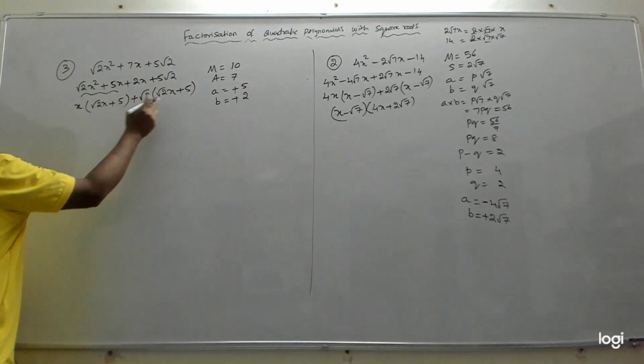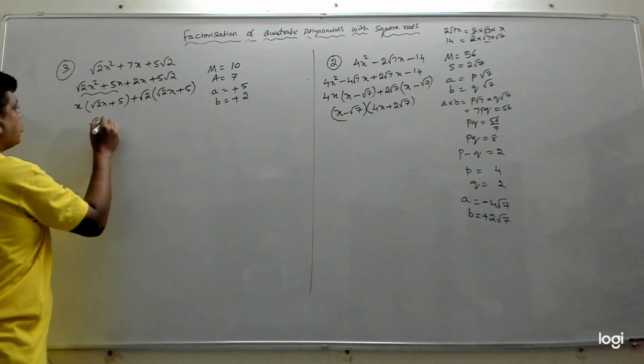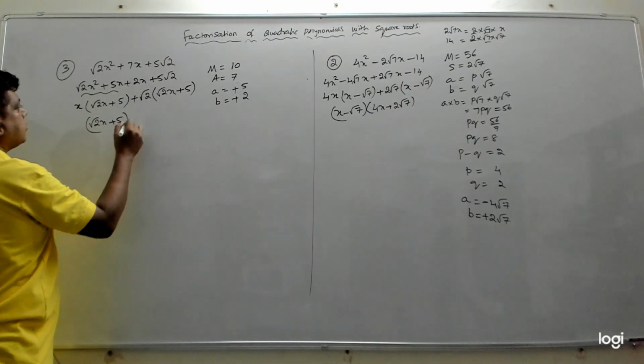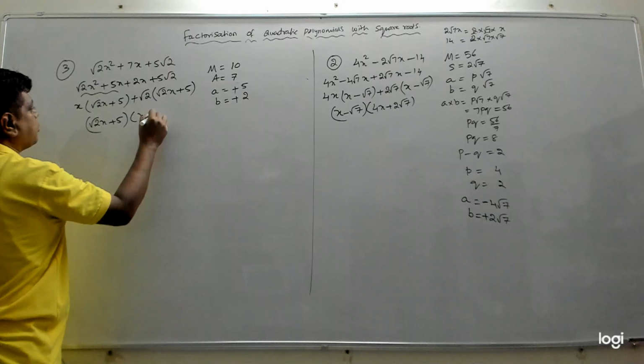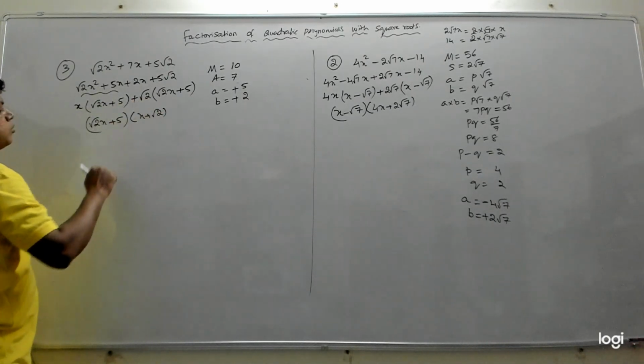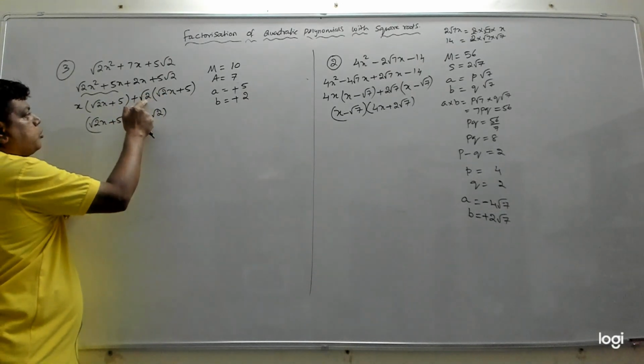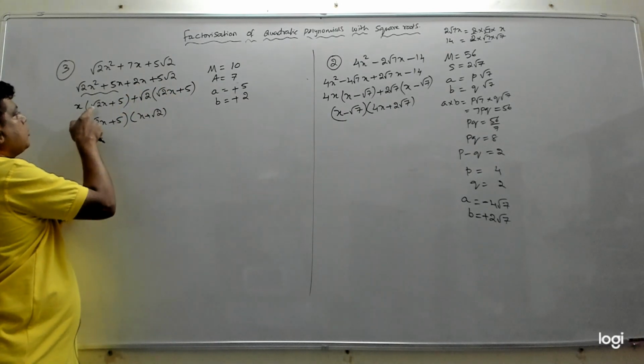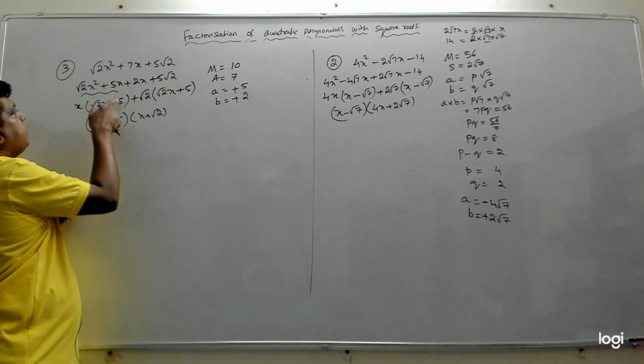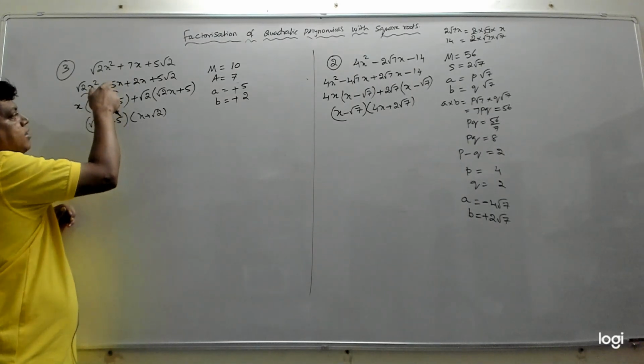So again in these two what is common? This root 2 x plus 5 is common. We will have x plus root 2. Again, if you multiply you can always check. Root 2 into root 2 x you will get 2x. Root 2 into 5, 5 root 2. Now x into root 2 x, root 2 x square. X into 5, 5x. When you multiply you will get back the same.